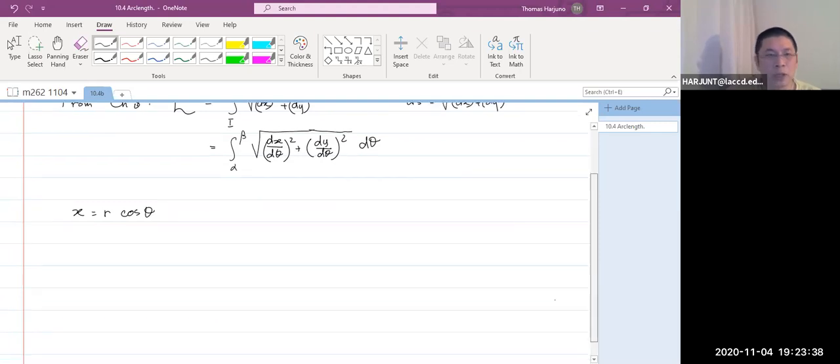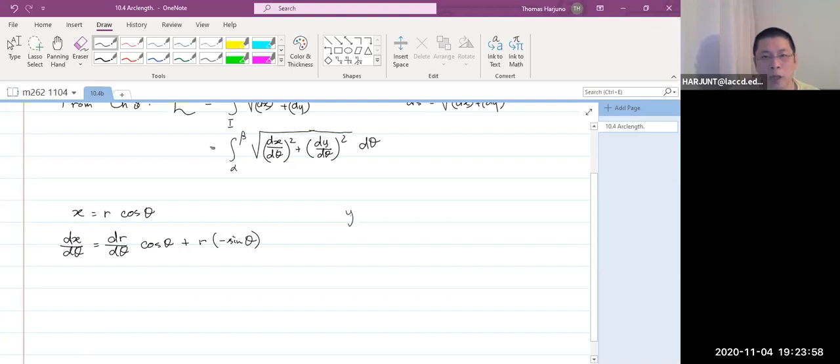theta, right? So dx d theta will be dr d theta cosine theta plus r negative sine theta, while the y is r sine theta, such that dy d theta is dr d theta sine theta plus r cosine theta. I will square both of them.